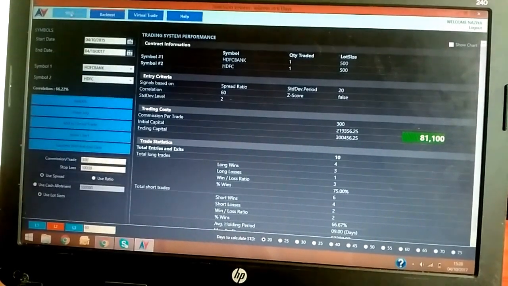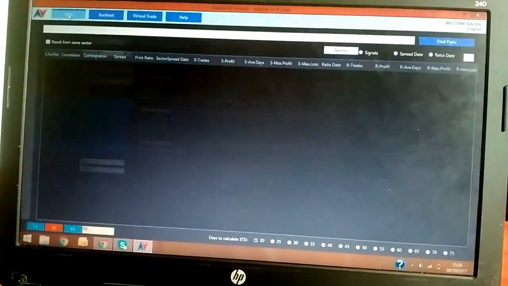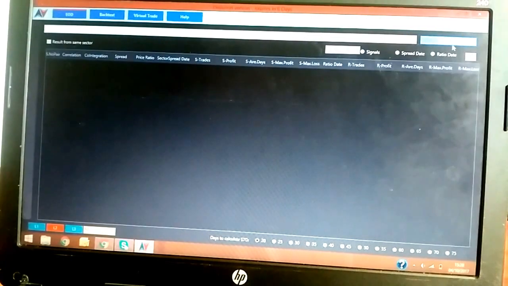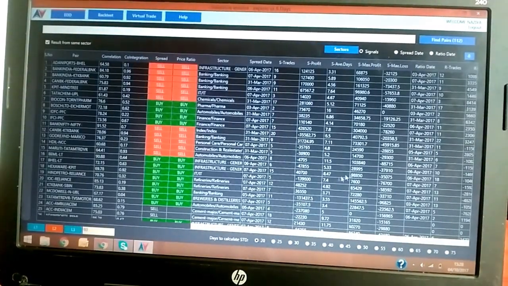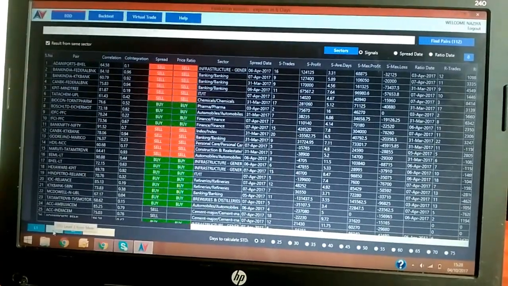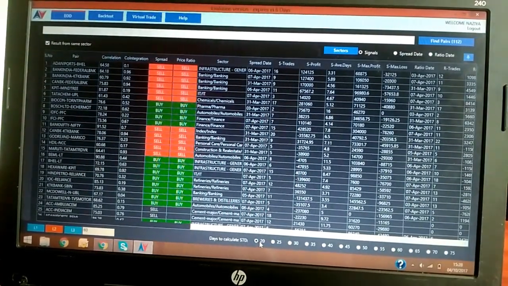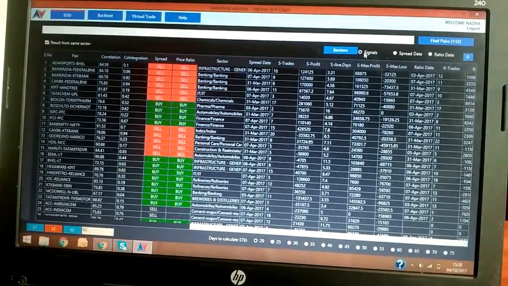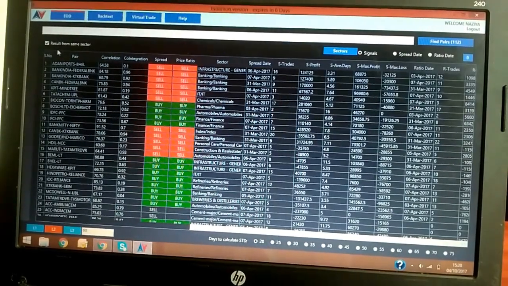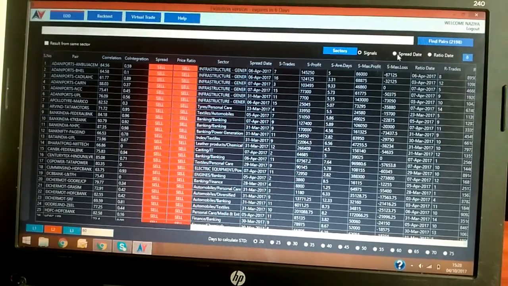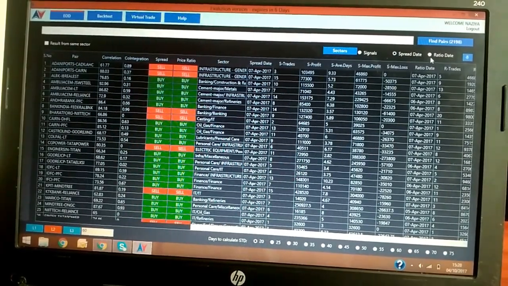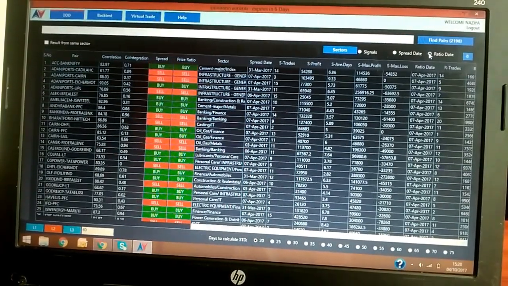Again, to refresh your mind, you just need to remember the settings. You need to take L2, and the number of days to calculate standard deviation should be 20. Okay, you can check the signal. This is the result from the same sector. If you remove this, click here, you can see results as per spread and results as per ratio also.